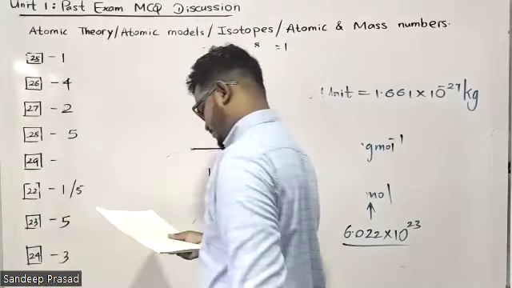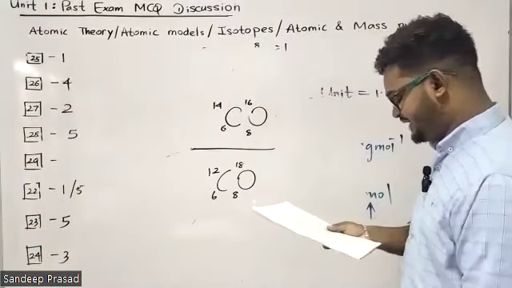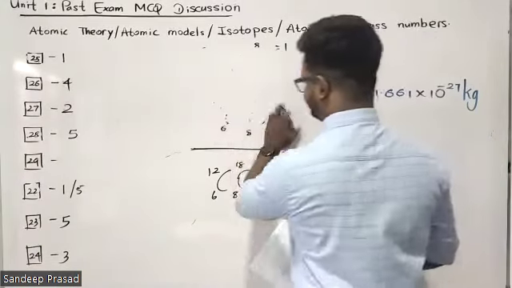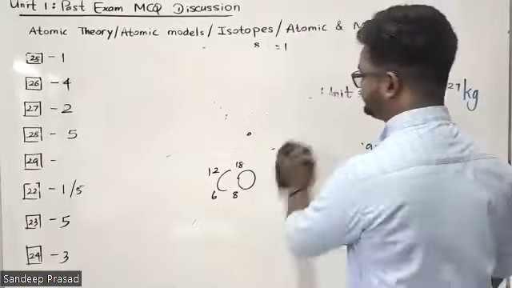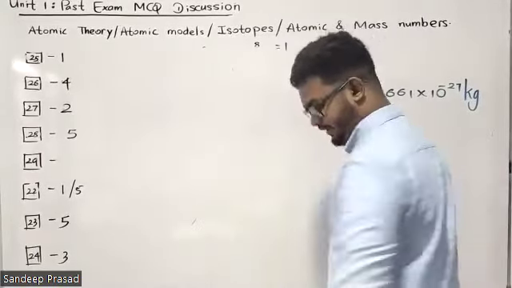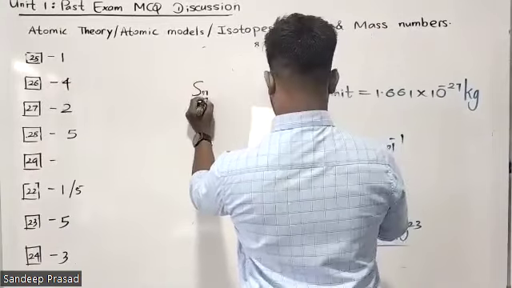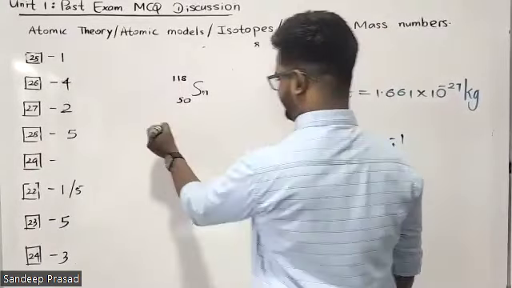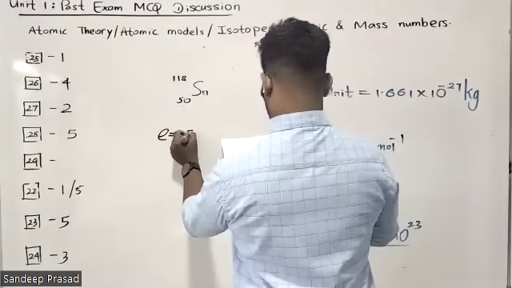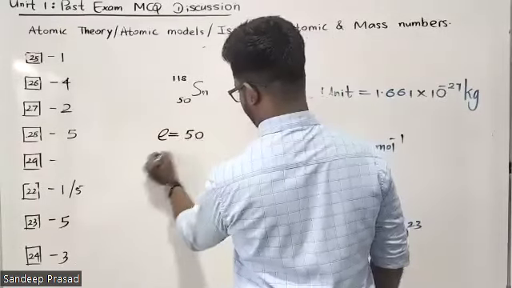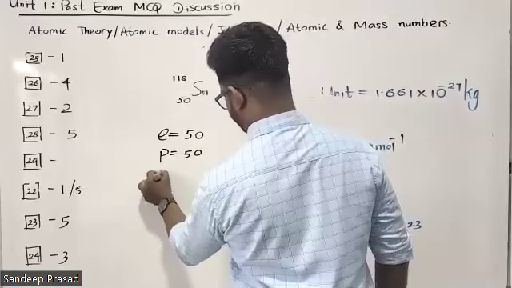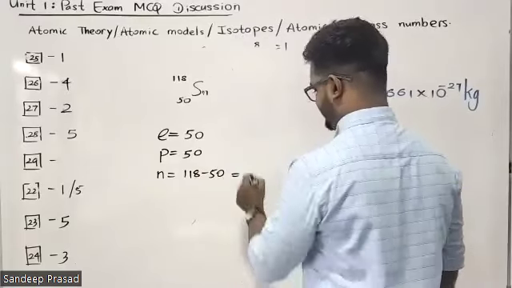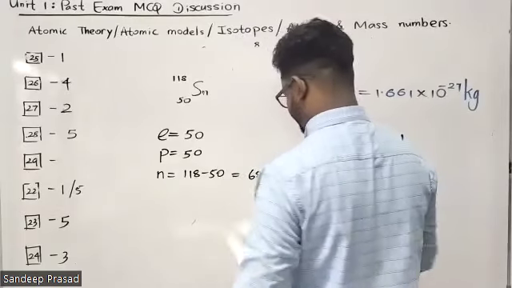Question number 29. Which of the following statements is true? An atom of tin 50, 118. Look at this one. They have given an isotope of tin, Sn, 50, 118 in this way. So first of all, let's count the electrons. The element is given, 50. Number of protons is 50. So the neutron count can be taken by 118 minus 50. So therefore the answer will be 68.